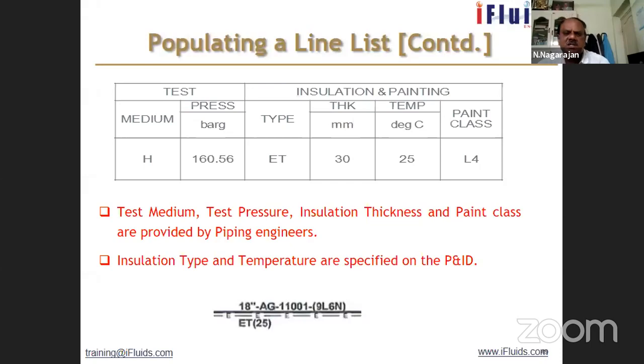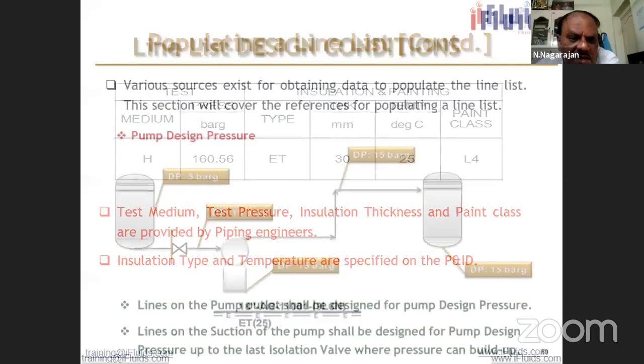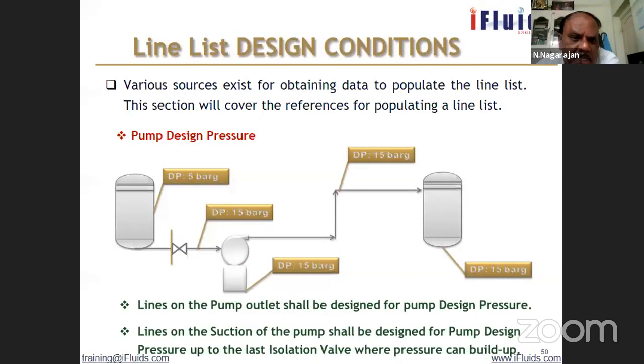Test medium and test pressure, we have already seen how it is done. Various sources exist for obtaining data to populate the line list. We have already seen the heat and material balance is one, design pressure temperature charts are one, and connected equipment conditions, as I just told you, if you have different conditions for vessels.